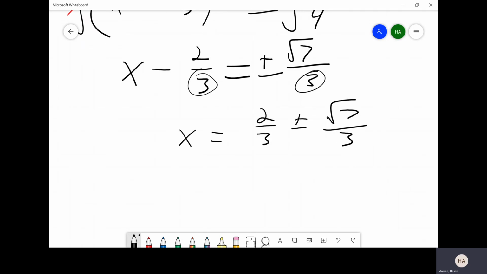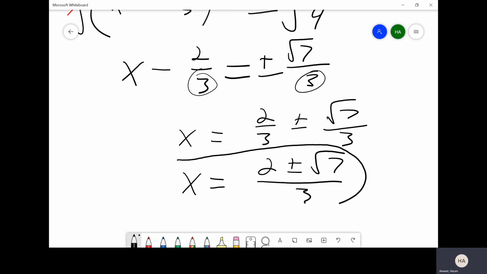And what do we know about adding or subtracting fractions? Well, as long as they have the same denominator, we can just add or subtract the numerators, right? So our final solutions are going to be 2 plus or minus square root of 7 all over 3. And we are done. And that's it, right? We ended up with two solutions. One solution is 2 plus square root of 7 over 3. The other solution is 2 minus square root of 7 all over 3. So we're done. That's it.